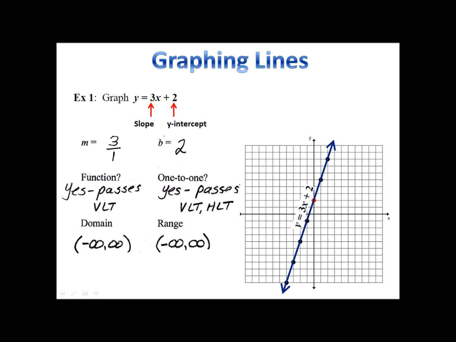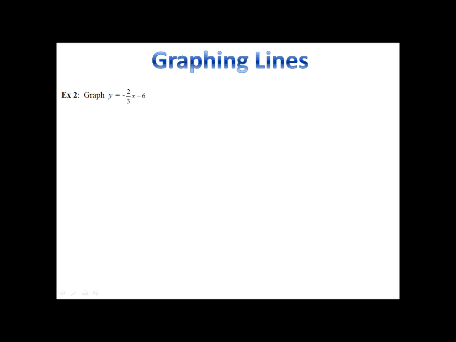The domain and range of the graph can be found simply by looking at the picture. The graph goes left forever, and it goes right forever. Therefore, the domain is from negative infinity to positive infinity. The graph goes downward and upward forever, and therefore we say the range is also from negative infinity to positive infinity.